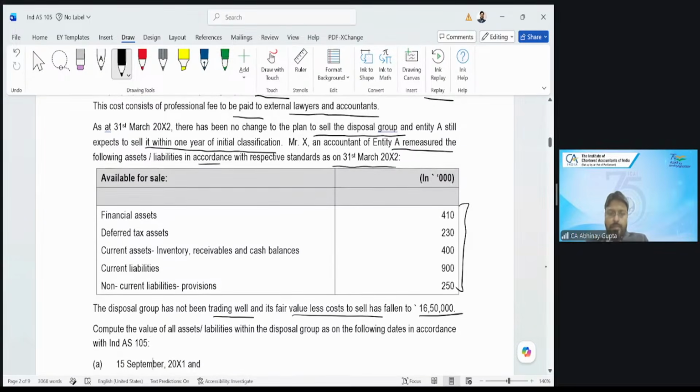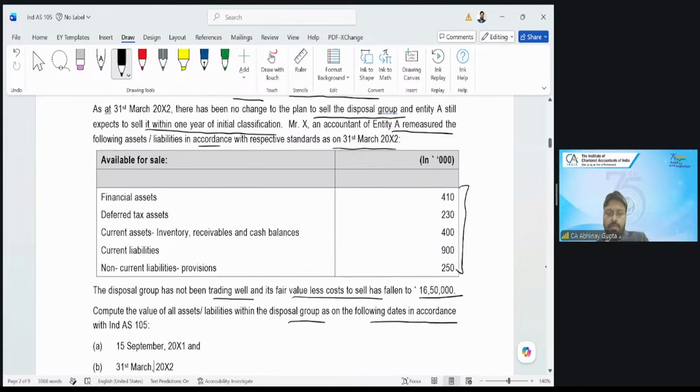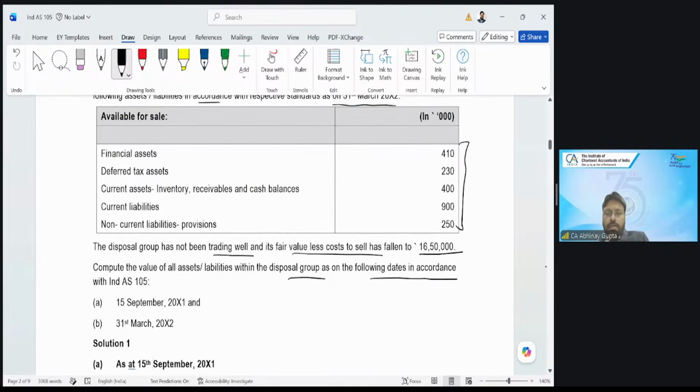Compute the value of all assets and liabilities within the disposal group as on the following dates in accordance with Ind AS 105. So first of all, we need to calculate the value of all these assets on 15th of September 2001 and then on 31st March of 2002, right? So that is the ask from the question.